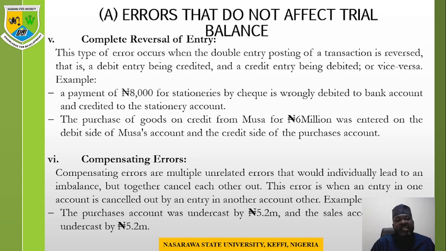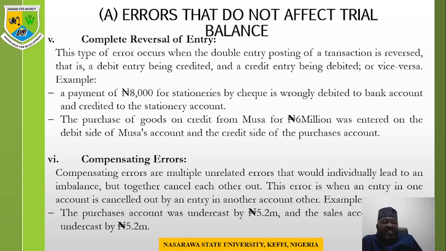We said this normally occurs when the double entry posting of a transaction is reversed. That is, a debit entry being credited and a credit entry being debited, or vice versa. So the reversal is that instead of having debit, you credited; instead of having credit, you debited. So it makes it a complete reversal.